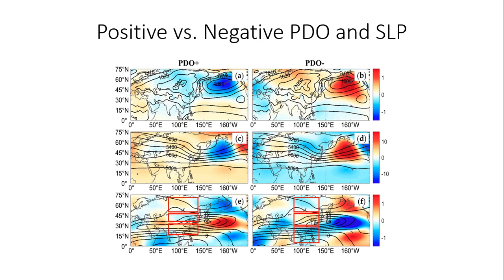The graphic on the right-hand side, the maroon and orange shadings, now the pattern's reversed with a negative PDO, where I now see more higher sea level pressure, anomalously higher than normal sea level pressure. And so I just wanted to show you the difference between how the sea level pressure changes between that positive PDO on the left and the negative PDO on the right.